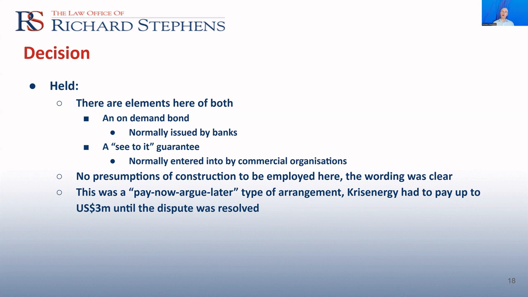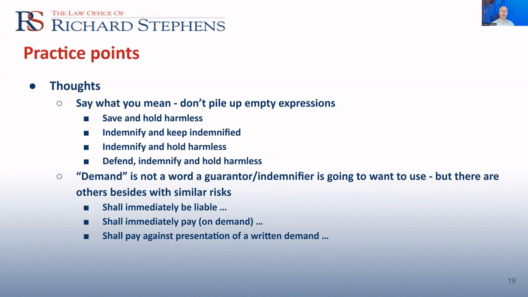Chris Energy, as the holding company under this capital G guarantee, had to cough up 3 million US until the dispute was resolved. So it was more like an on-demand bond, a security against the dispute being resolved. So what can we learn from all of this? Guarantees tend to be well drafted.